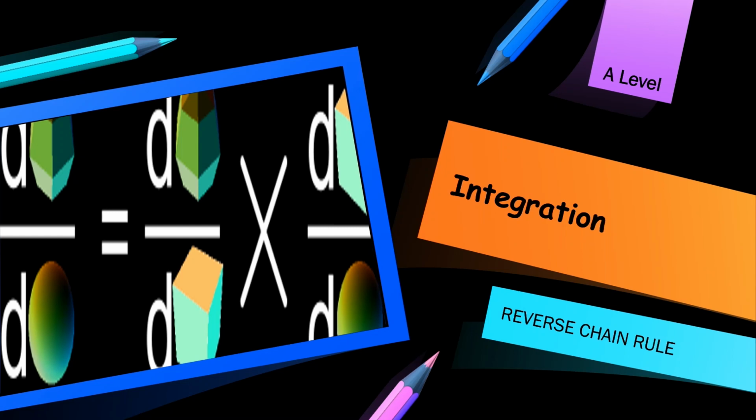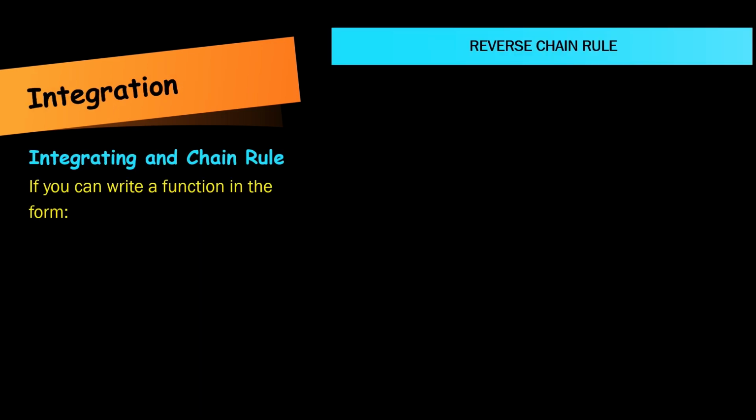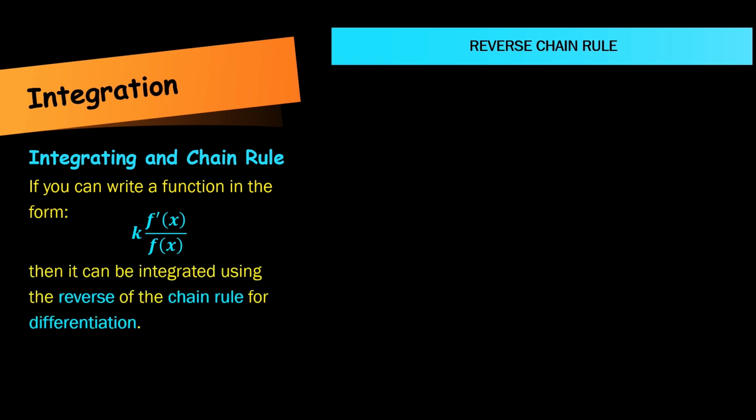Welcome to the session on integration, the reverse chain rule. The objectives for this session are to integrate more complex functions by using the reverse of the chain rule. If you can write a function in the form k times f dash of x divided by f of x, then it can be integrated using the reverse of the chain rule for differentiation. Let's take a look at an example.